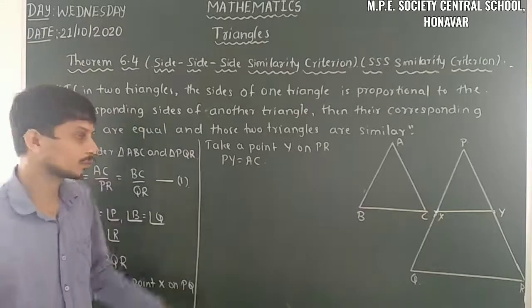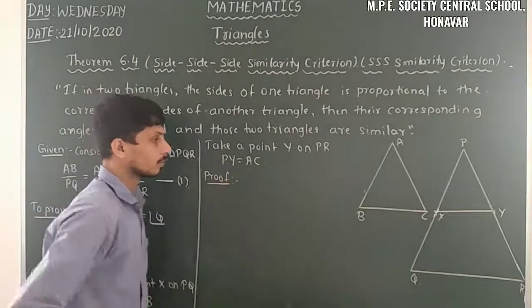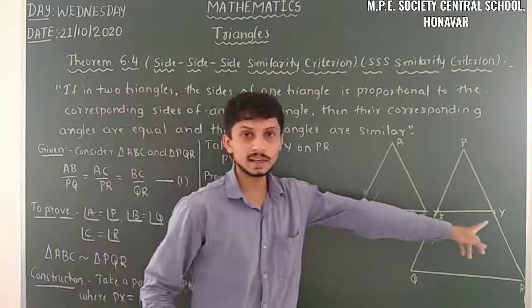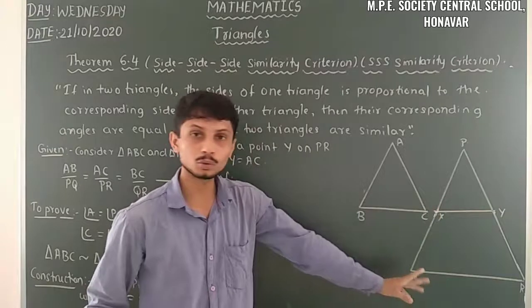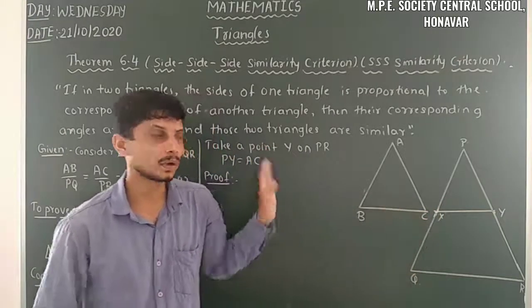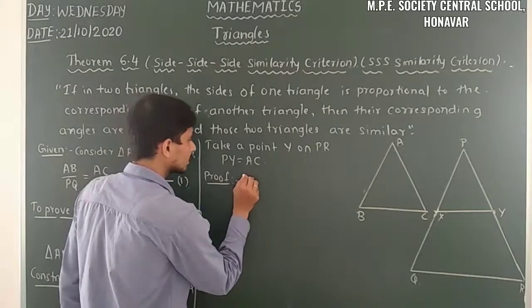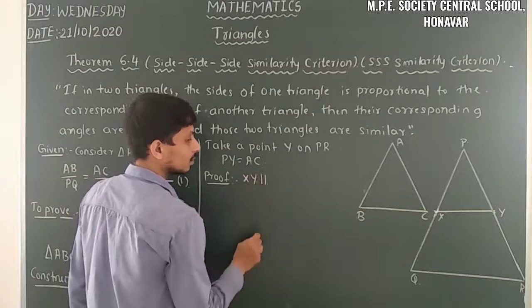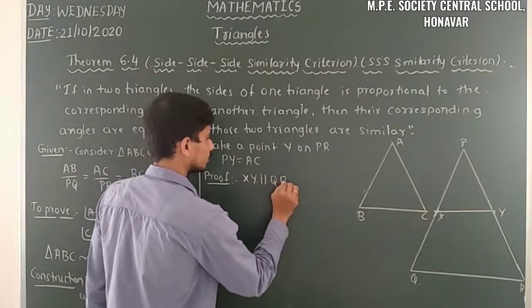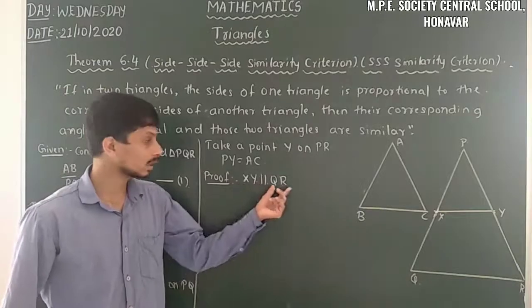So let us take the proof here. Proof. When we take the XY line here, that means XY is parallel to QR. Let us take theorem 6.1. That is, XY is parallel to QR. In the diagram we can find XY is parallel to QR.